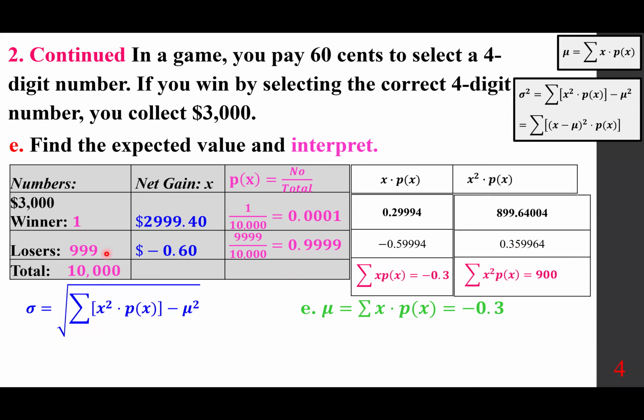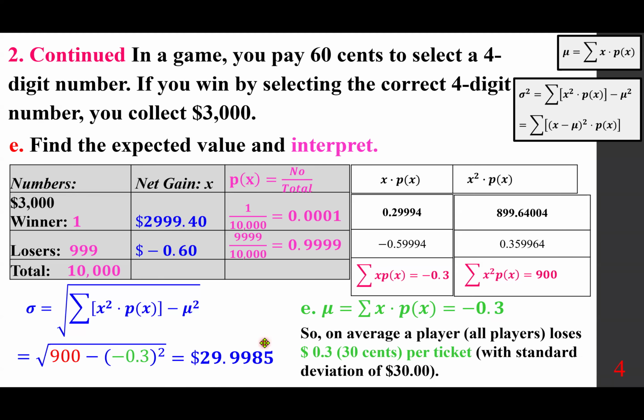And now into this formula, we put this number minus mu, which is negative 0.3, quantity squared. Put it into a calculator. And this number is extremely close to 30. So it is important for this part, the interpretation, we have to calculate the sigma. What does it mean? The average is negative 0.3. The standard deviation is about 30.